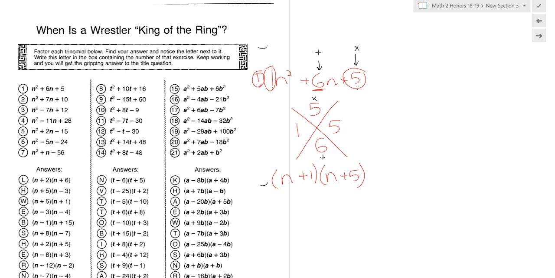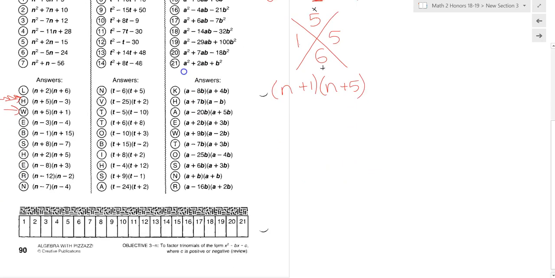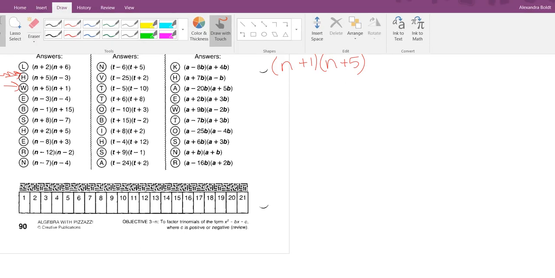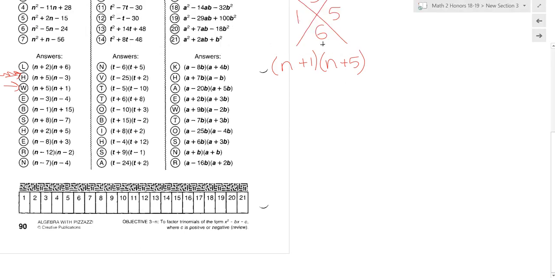Now, when you're looking for your answer down here, the order doesn't matter. So this one is H, not H, W, sorry. n plus 5 times n plus 1, right? Multiplication is commutative. It can switch around. So under number 1, we'll write W. I can't. Not H.